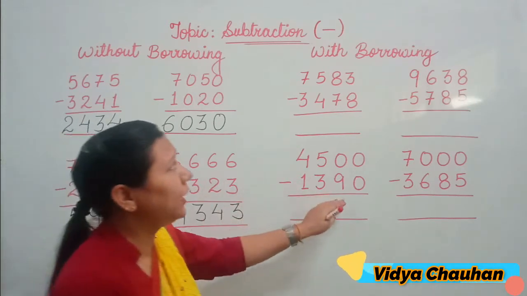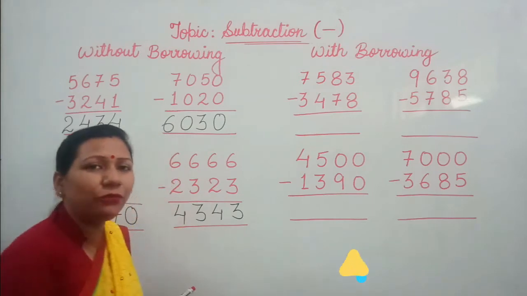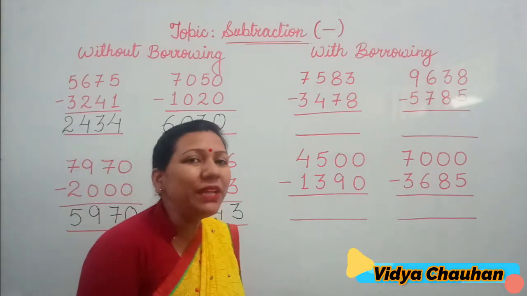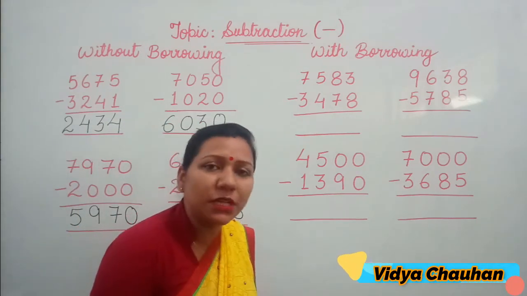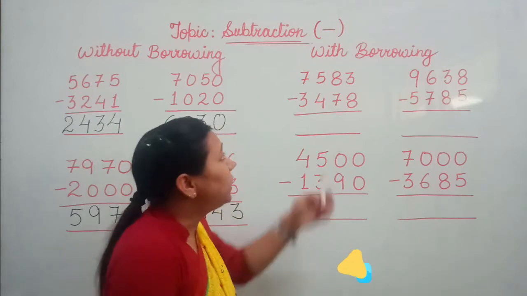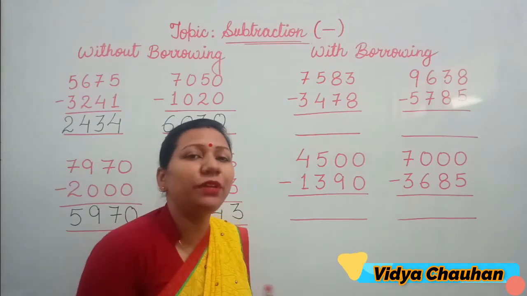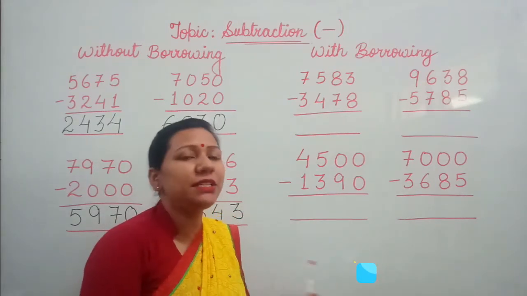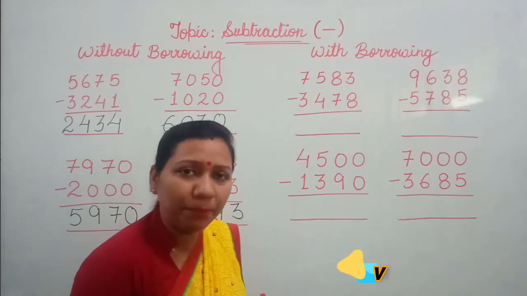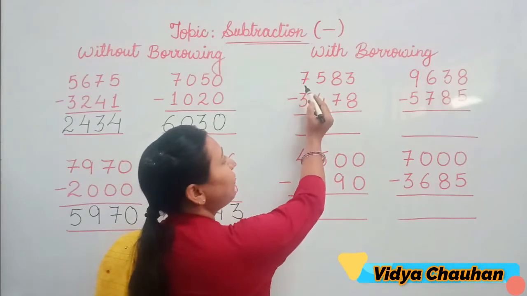Coming to the second type, which is with borrowing. Now how will we come to know that we need a borrow? Borrow means taking some value from someone else. So here also in mathematics, when we have to subtract numbers and we have something less, then we take a borrow from the nearby place value.